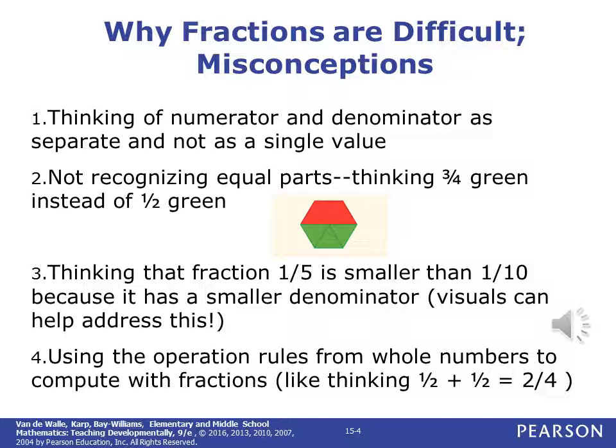Not recognizing equal parts. So for instance, on this slide, it's a little bit difficult to see, but you notice that it's partitioned into halves. However, the green on the bottom has some demarcations showing 3 triangles. So students may think that this is 3/4 green instead of a half green, and they need to realize that it's based on the scale and the fact that half of it is in each color, and those demarcations in the green don't do anything to the amount of green that's shaded.